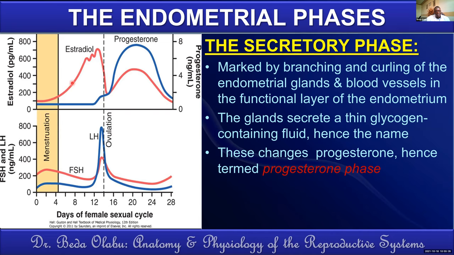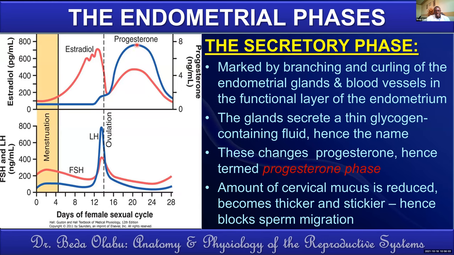Then you have the period of the proliferative phase where the levels of estrogen rise, so we call it the estrogen phase. Ovulation takes place around that time in the ovary. And after that, we have the progesterone levels rising because of the corpus luteum. And so this corresponds to the secretory phase of the endometrium.